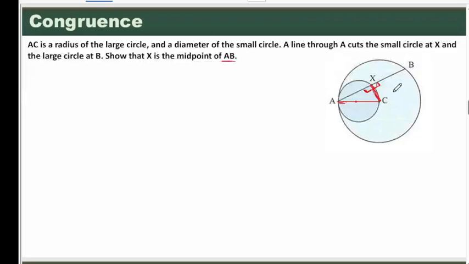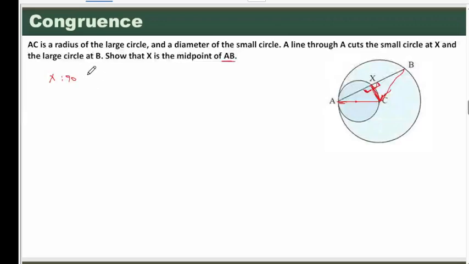C is the center of the larger circle, so I draw a line from B to C, which is a radius. So I start to prove angle X equals 90.